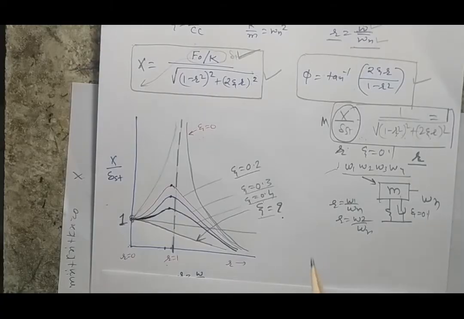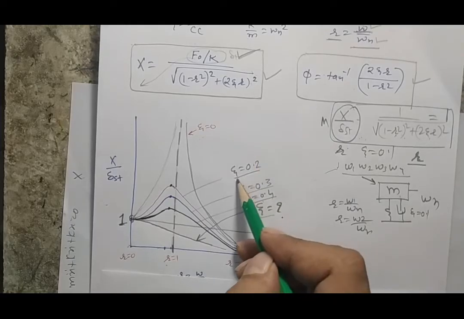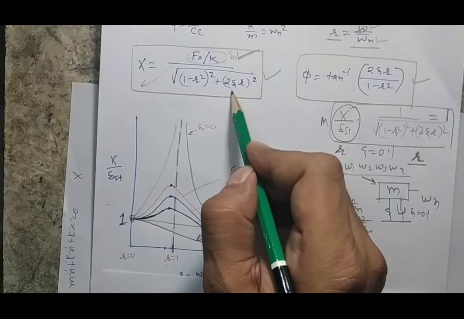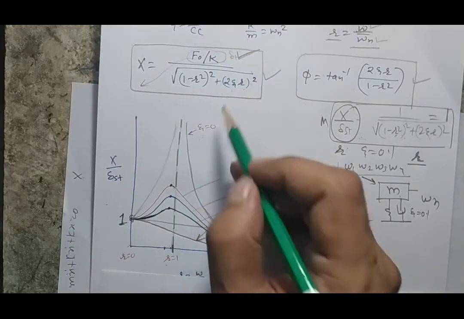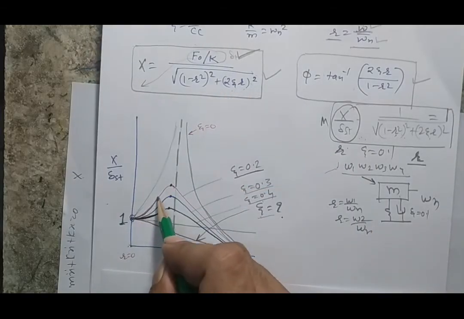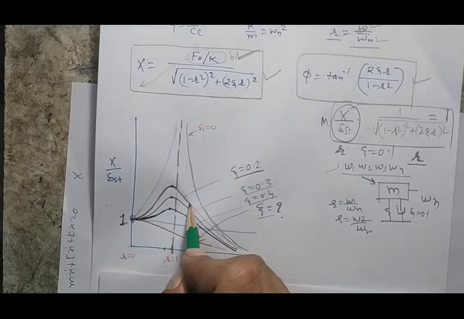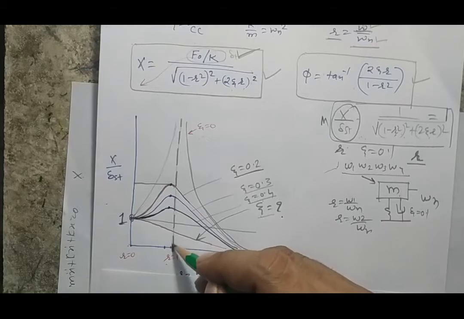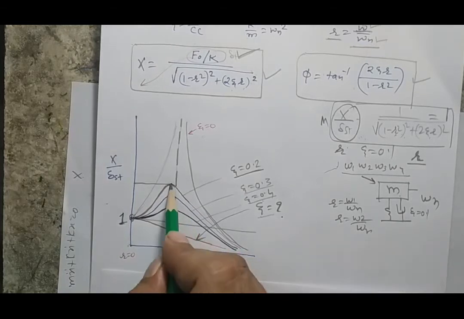But before that, let me show you that when I am having a zeta value 0.2 and I am putting this zeta value here, and then I am varying my r value, what I observe is that this curve goes like this, reaches the maximum value and again drops. But the maximum value here does not correspond to r equal to 1. Instead, the maximum value is somewhat before r equal to 1.